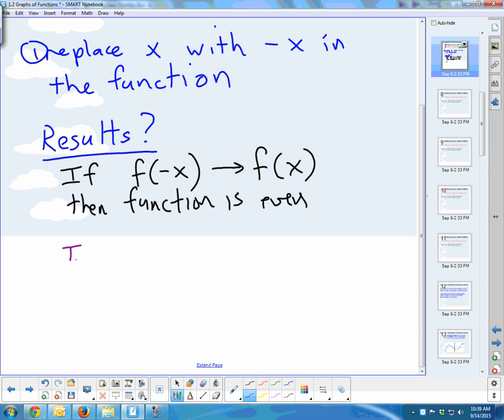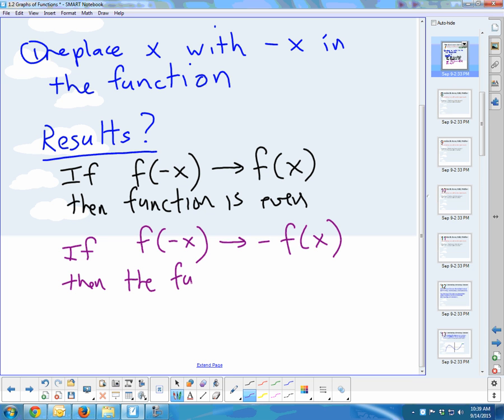If, however, when we make the substitution, replacing x with negative x in the function, the result gives us the opposite of the entire function, so we'd put the negative x in for x, perform some steps, and we end up with the opposite of what we started with, our original function, then the function is odd.